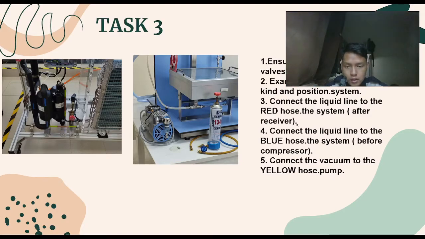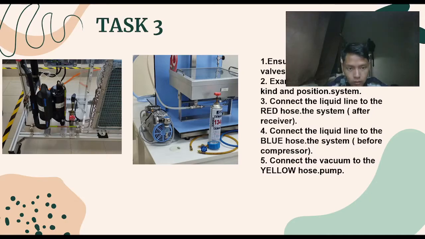So this is the component in the lab. This is the vacuum pump, and then there is a valve over here. I will go through step by step. We need to ensure that all of the gauge valves are in closed position. Number two, examine the air conditioner's kind and position. Connect the liquid line to the red hose, the system after the receiver. The fourth, connect the liquid line to the blue hose, the system before the compressor, and then connect the vacuum pump to the yellow hose.